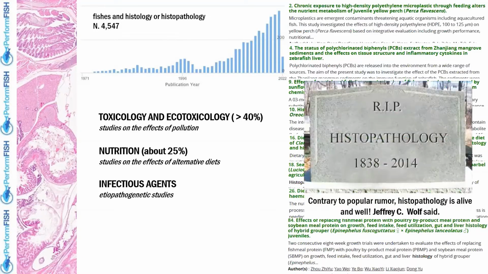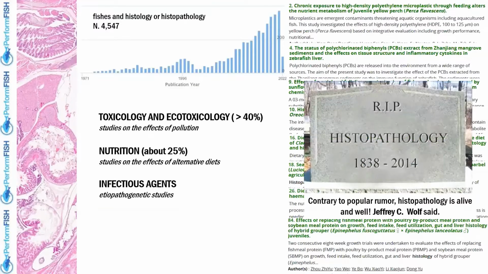And so, as Jeffrey Wolf said, Jeffrey Wolf is a super skilled American histopathologist, whose interesting seminar I have had the pleasure of attending in the past. And Wolf said, contrary to the popular rumor, histopathology is alive and well.